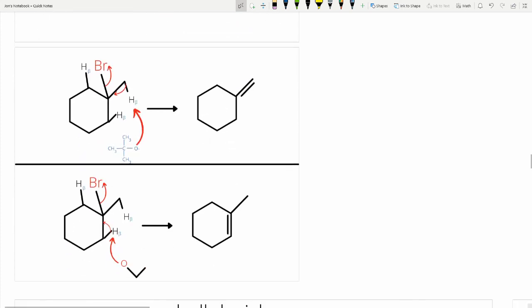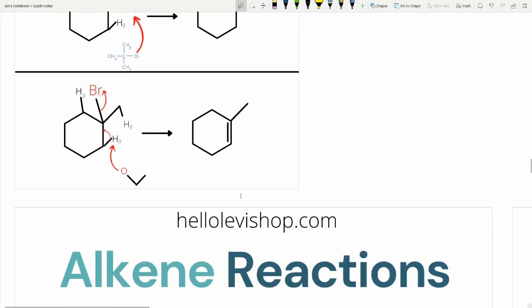The last step is picking the correct base to form the least substituted alkene. So again, this is the slide showing a bulky base as well as a non-bulky base. The top portion shows the bulky base such as tert-butoxide to abstract this beta hydrogen to form the least substituted alkene. The bottom portion shows the non-bulky base like ethoxide to abstract the beta hydrogen to form the more substituted alkene. Alright, so that concludes this video.